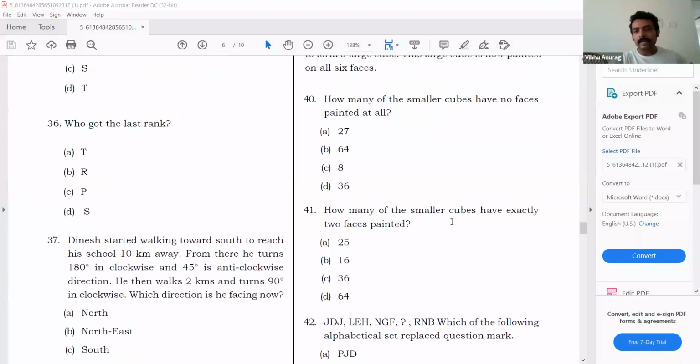And see, exactly 2 faces painted will be 12 times n minus 2. So again here n minus 2 is 3. 12 into 3 is 36. 41 will be C, 36. Okay, is it clear?